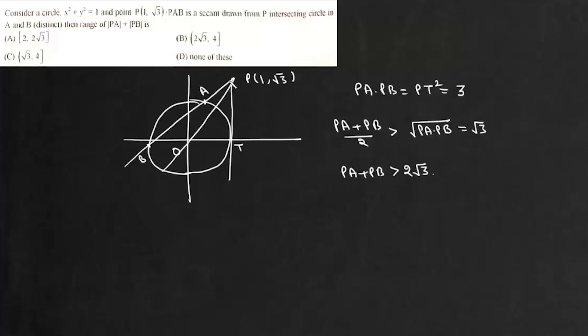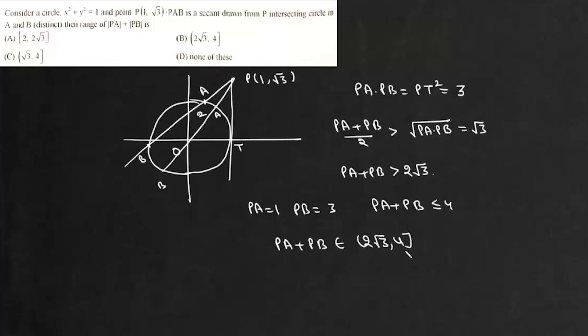We'll get the maximum value of PA plus PB if the secant passes through the center. So this is A and this is B. Now OP is 2, so PA will be 1 and PB will be 3. So the maximum value of PA plus PB is 4. So that means PA plus PB will lie between 2 root 3 and 4, where 2 root 3 is not included and 4 is included. That means option B is correct.